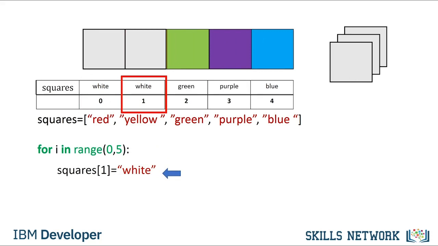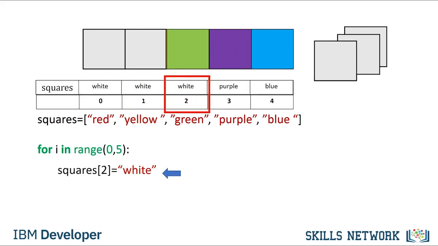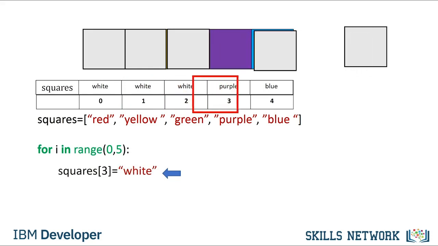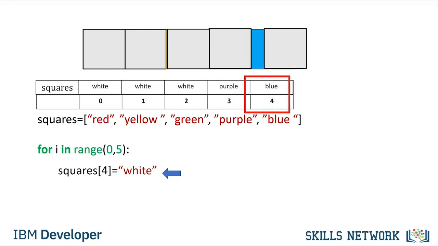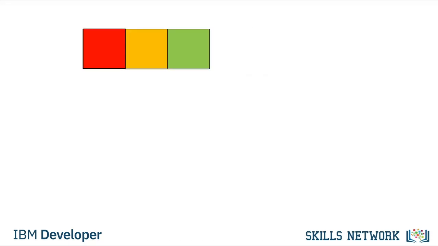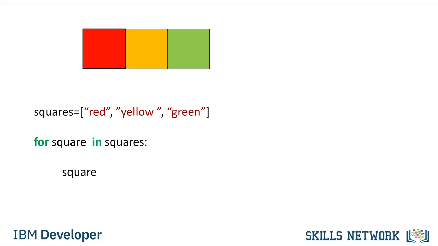The value of i increases by 1. We repeat the process for index 2. The process continues for the next index until we have reached the final element. We can also iterate through a list or tuple directly in Python. We do not even need to use indices.